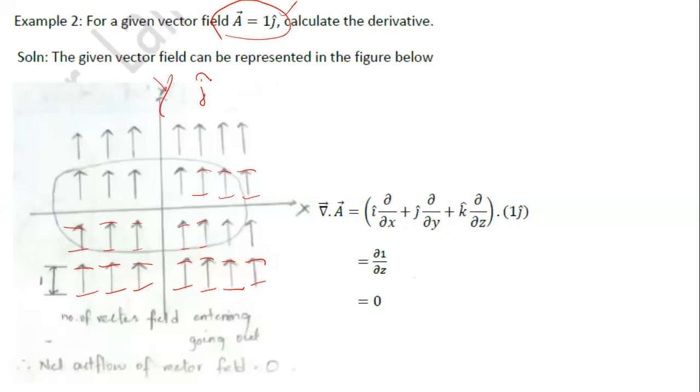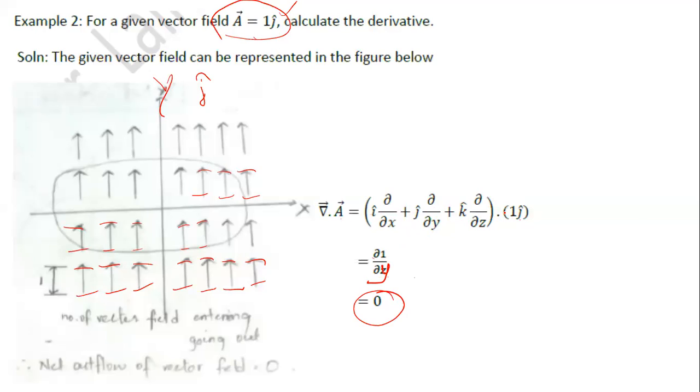Now, if you take the divergence of this vector, you will find that the divergence of A is 0. Del 1 upon, not this, del 1 upon del y actually. i dot j is 0, j dot j is 1, so del 1 upon del y is 0, k dot j is 0.